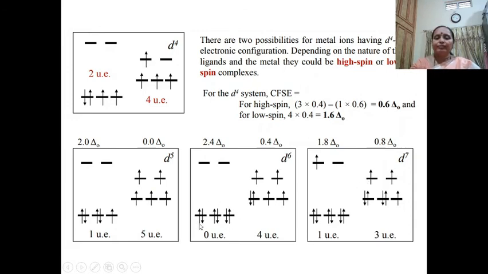Here there are going to be no unpaired electrons. I'm having 0 unpaired electrons, but in order to calculate the splitting energy, I am going to have 6 electrons in the T2g. So it is going to be 6 into 0.4, which comes to 2.4. But in the high spin case, I am having 4 in the T2g and 2 in the Eg. It is going to be 4 into 0.4 minus 2 into 0.6. When I subtract, I am going to get 0.4. So this is how I am going to calculate even for d7.